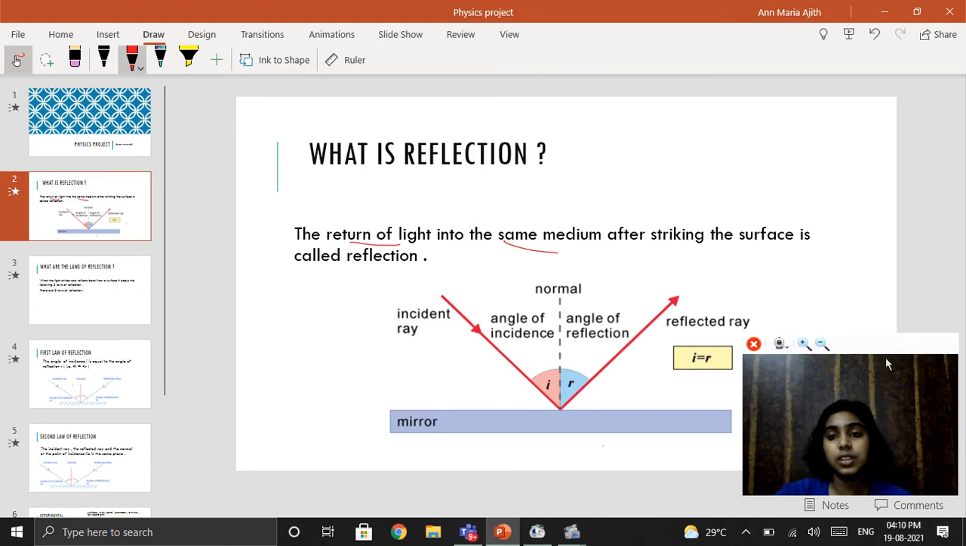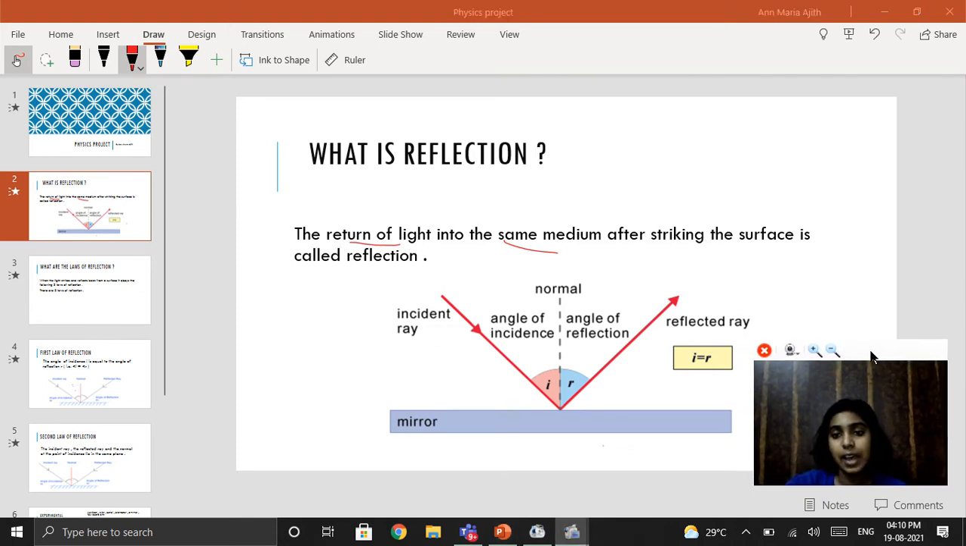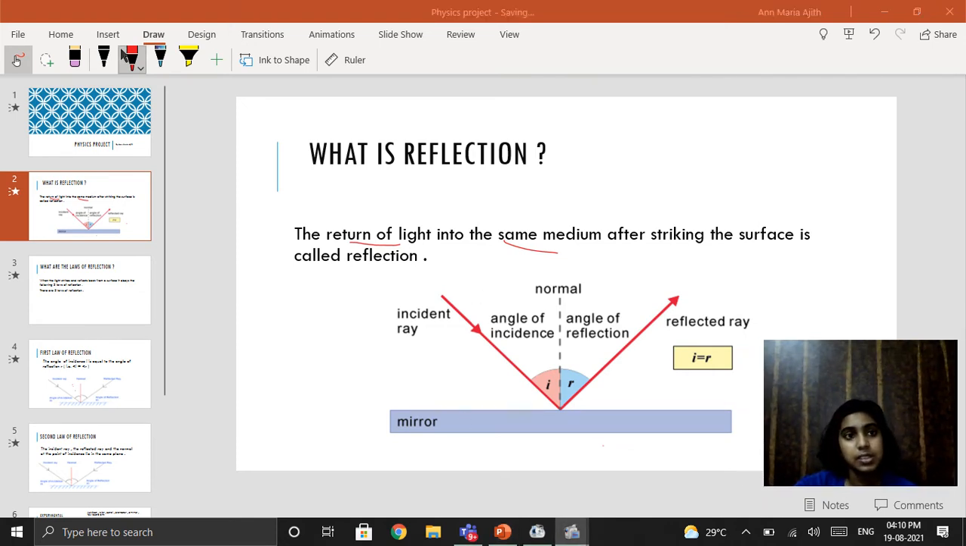So let's see the diagram. In this diagram, as you can see, this is the surface. This is a mirror and we have a beam of light striking into the mirror, which is the incident ray, and then it strikes and it reflects back. And the line that reflects back is the reflected ray. So again, let's keep this diagram in our mind and then let's read the definition again. The return of light into the same medium after striking the surface is called reflection.